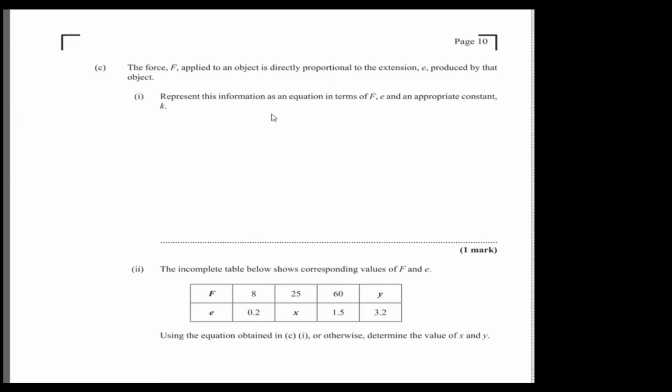So the force applied to an object is directly proportional to extension. So force is equal to K times the extension. In physics, you use the letter X for extension. In math, here they're using E. So that's the equation that represents this Hooke's law right here. In physics, this is Hooke's law. Nice and easy and soft.